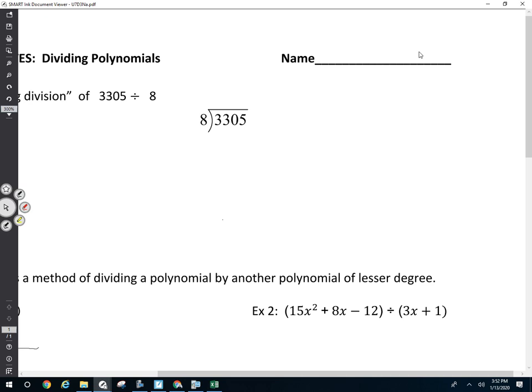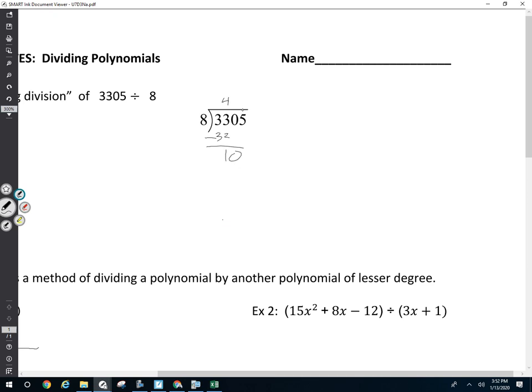All right. We're going to talk about long division. We remember how to long divide numbers together. Just try to figure out how much 8 goes into our first digit. If it doesn't, look at the first two digits. It goes in 4 times. We then multiply these two together. We subtract. We bring down the next number.